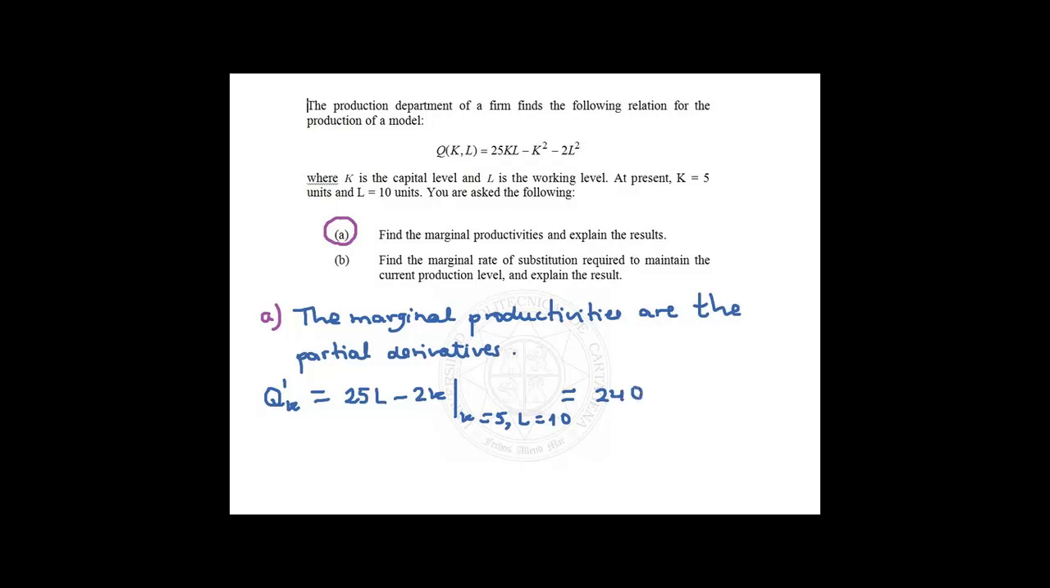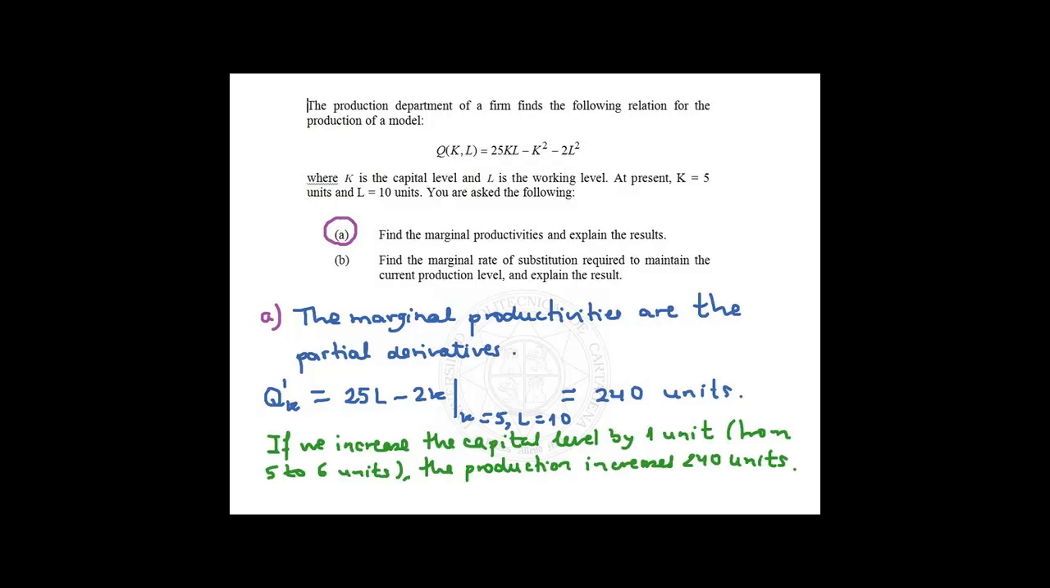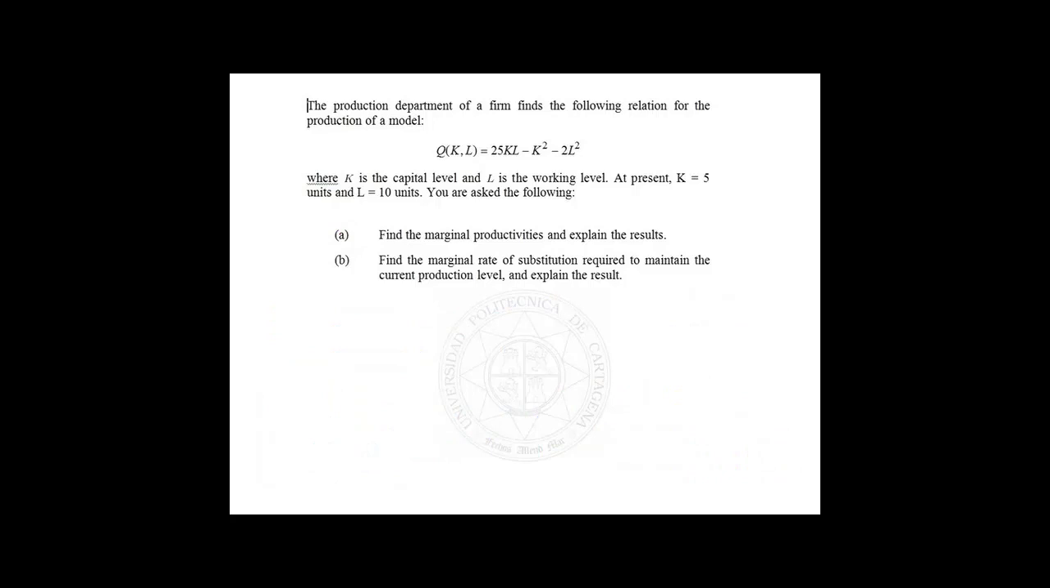That is to say, if we increase the capital level by 1 unit, of course, from 5 units to 6 units, the production increases by 240 units, approximately. It's very important to keep in mind that the derivatives only calculate approximate values. Okay, so we have evaluated this when the capital rises 1 unit. We have tried it with the capital, now we must try with the working level.